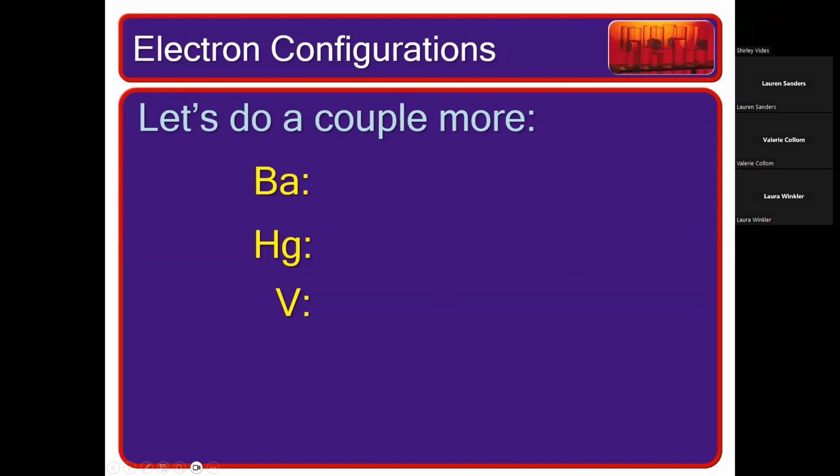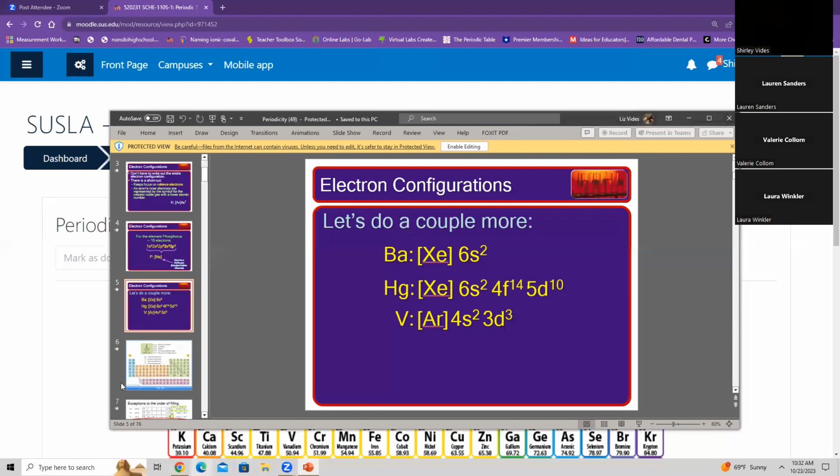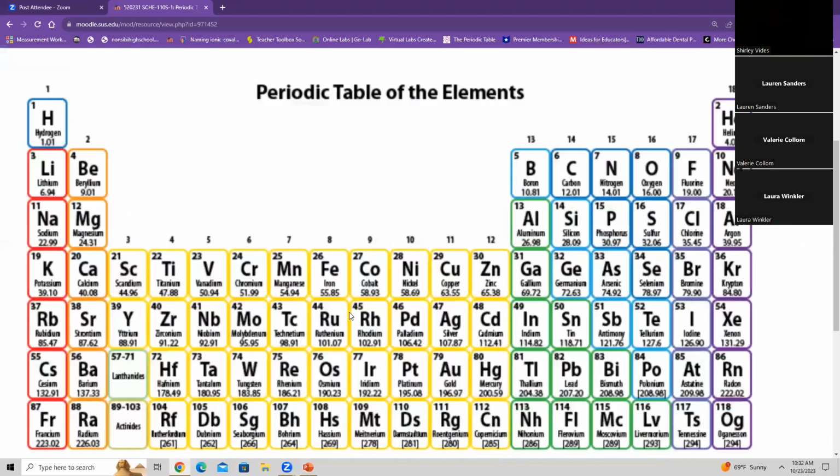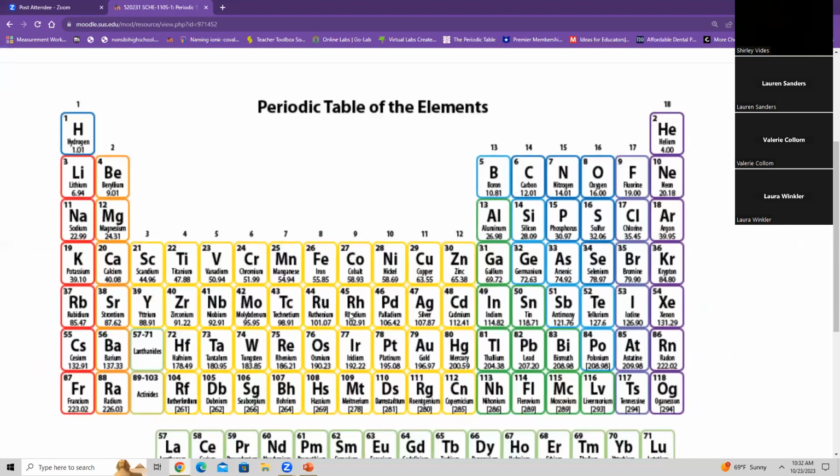Looks like I'm going to have to find a periodic table for you. All right, so here we go. Again, directions. Locate barium. We are locating barium right here. Barium is element 56. Go up one row, go all the way across. Notice how I'm going all the way across to the noble gas. There it is, xenon.